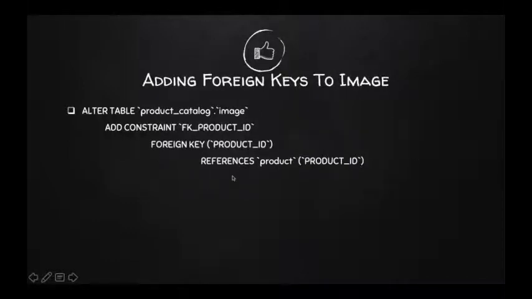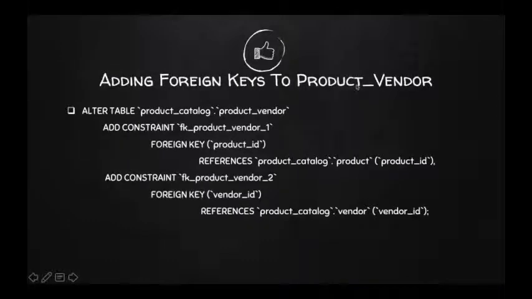Foreign keys to an image. So this is that one-to-one. So we're just referencing the product ID from product to product ID, and we're associating that to the image product ID. And then adding foreign key relationships to vendors. So this is tying the foreign key relationship from product ID to the product ID, and also to the vendor table and the vendor ID in the product vendor table.